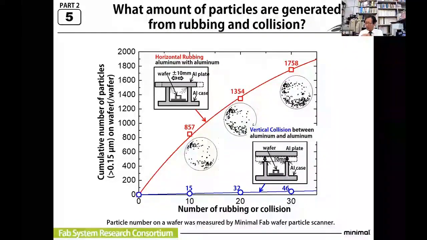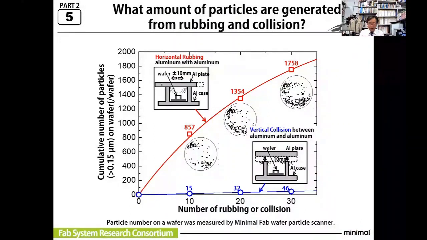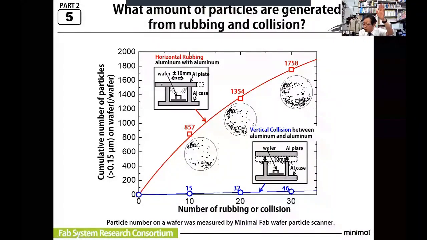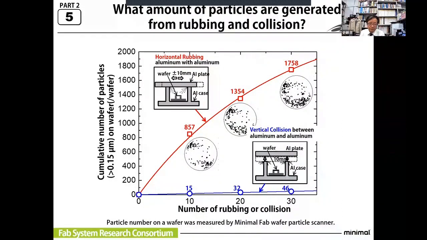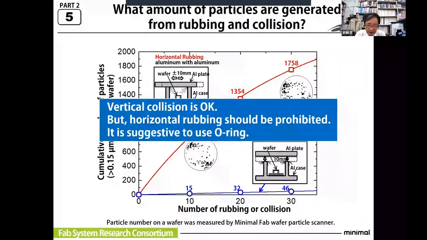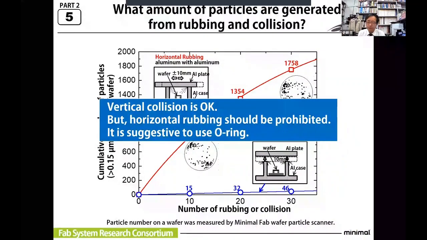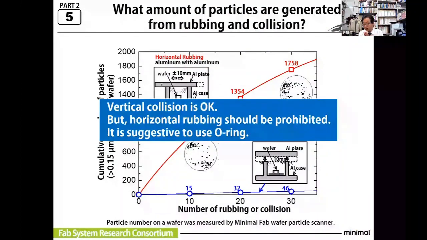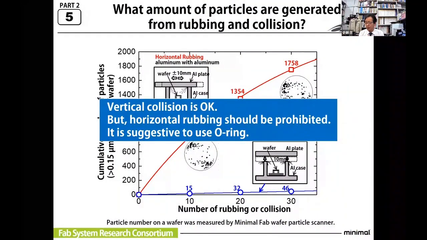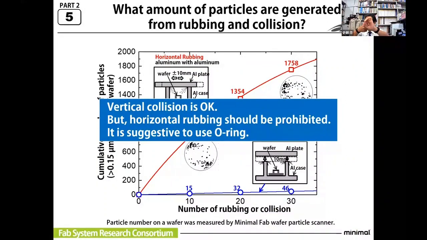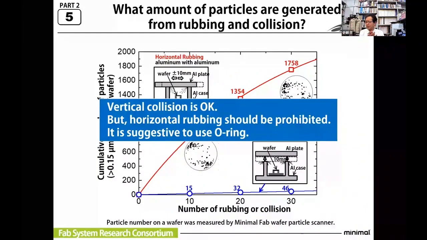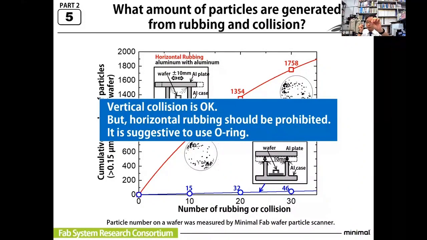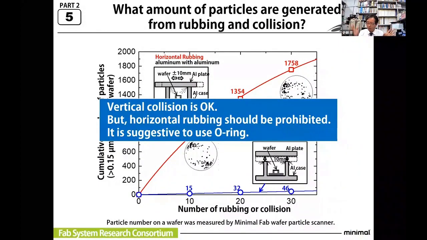Unbelievably small. But for rubbing horizontally, many particles occurred, and we observed many particles like this. So there is a totally big difference, unbelievable. We found that the vertical collision is okay, but horizontal rubbing should be prohibited. So it is suggested to use an O-ring this way. If you use an O-ring with rotating materials, that's not good. But if you use an O-ring with a vertical collision against a material, that's okay, no problem.